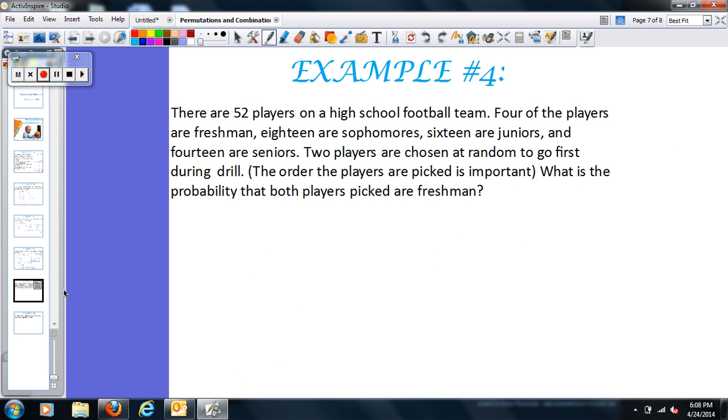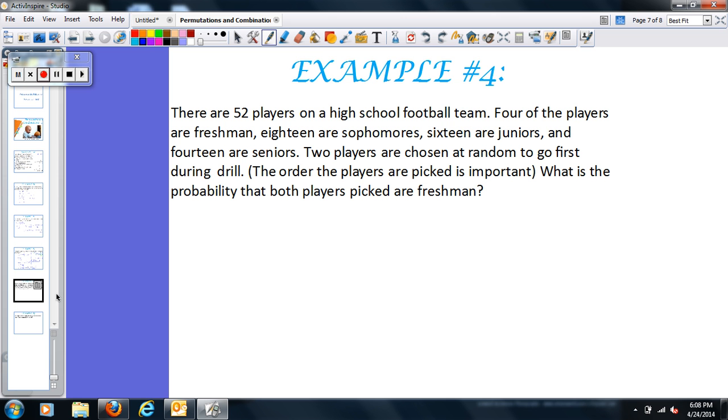Okay? Example number 4. There are 52 players on a high school football team. 4 of the players are freshmen, 18 are sophomores, 16 are juniors, and 14 are seniors. 2 players are chosen at random to go first during the drill. The order the players are picked is important. What is the probability that both players picked are freshmen?